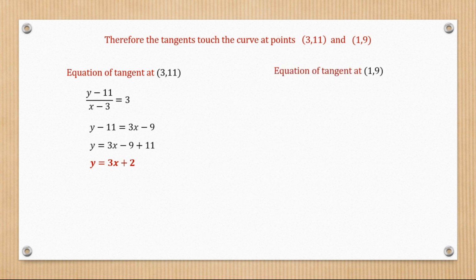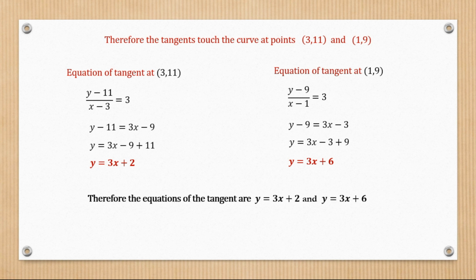And then let's look at the other point. So the equation of the tangent at point (1, 9) will be (y minus 9) over (x minus 1) being equal to 3. Cross multiply and I have y minus 9 being equal to 3x minus 3, of which if I make y the subject, y shall be equal to 3x minus 3 plus 9, and y shall be equal to 3x plus 6. So therefore the equations of the tangent are y is equal to 3x plus 2 and y is equal to 3x plus 6, and those are the answers they wanted.